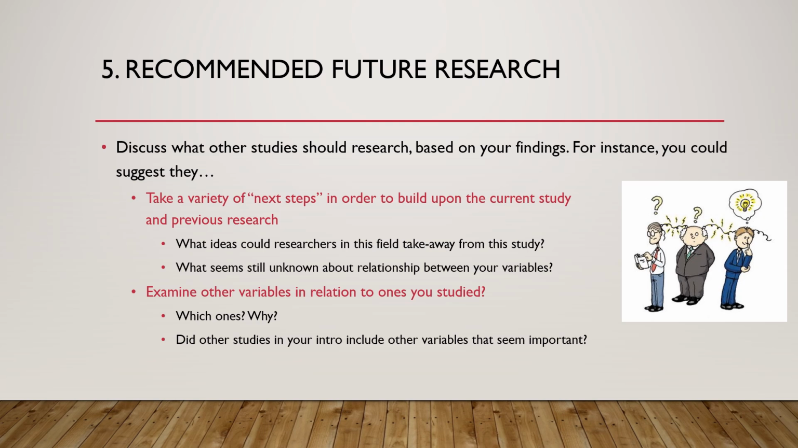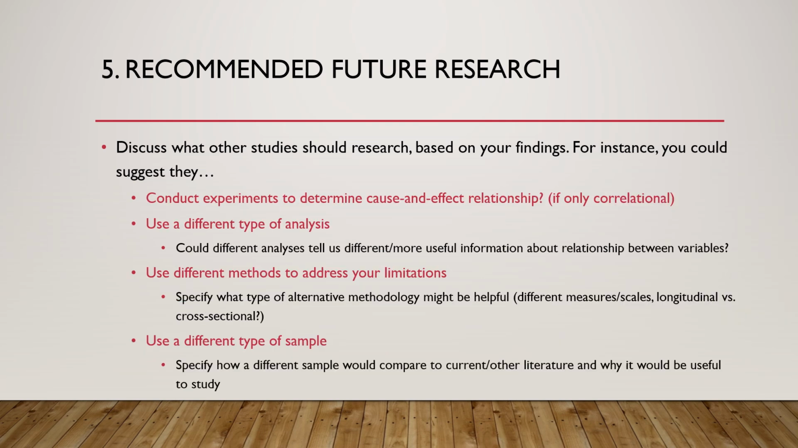Were there any other studies in your introduction that included variables that you found important that you just didn't study, but you think other people might find interesting? You can also talk about conducting experiments to determine cause and effect relationships. This is if you did a correlational study, which, this is a survey, so it has a lot of correlational opportunity in it. But if there was going to be some kind of harder experimental methodology that was going to be used to help determine that cause and effect, what would that study look like? And why would we do that study?